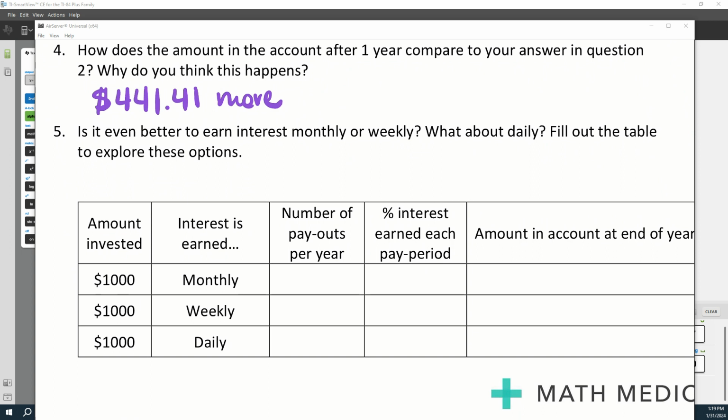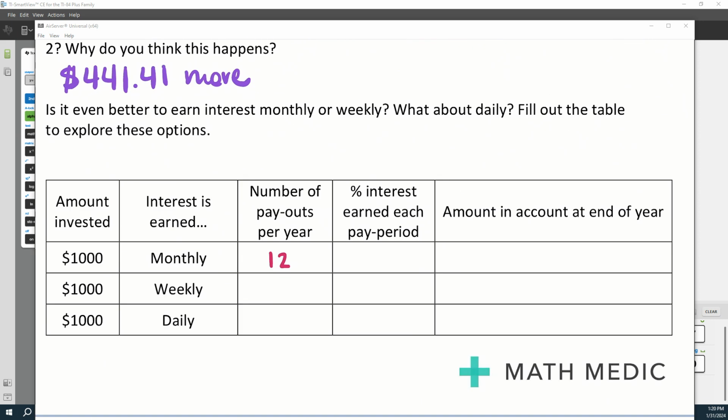So for monthly, how many payouts would that be? 12 payouts. And so to figure out the percent paid each year, we're going to do like what we did with the 25%. We're going to take the 100% and divide it by how many times a year that is. And so for 12 months, it's going to be 8.3%.